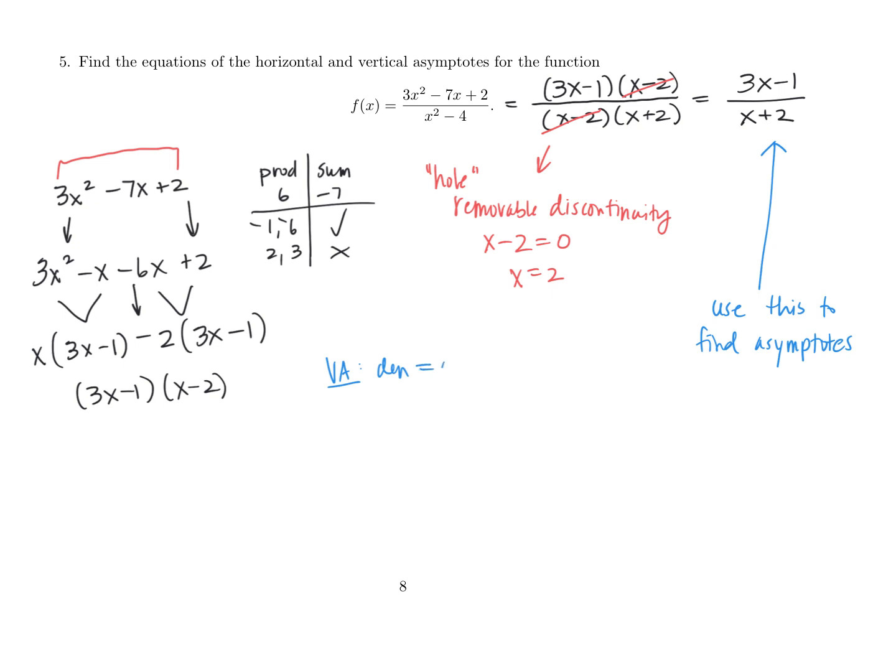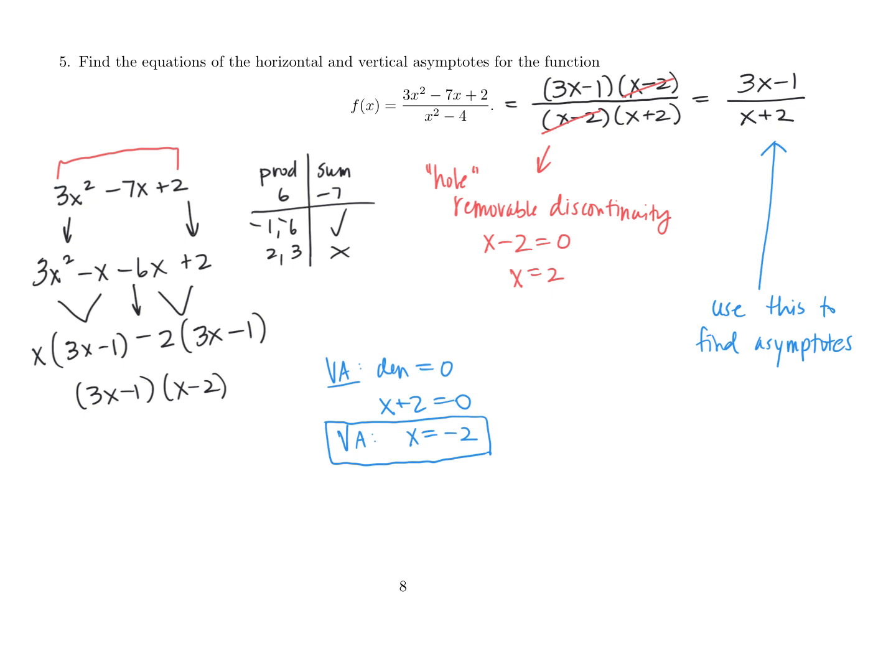You set the denominator equal to 0 and solve. So our denominator is x plus 2. So x plus 2 equals 0. To solve, we subtract 2 from both sides, so we get x equals -2. That is the vertical asymptote. You have to make sure that you write this as an equation, x equals whatever number it is. If you don't write it as an equation, then you do not get credit for this.